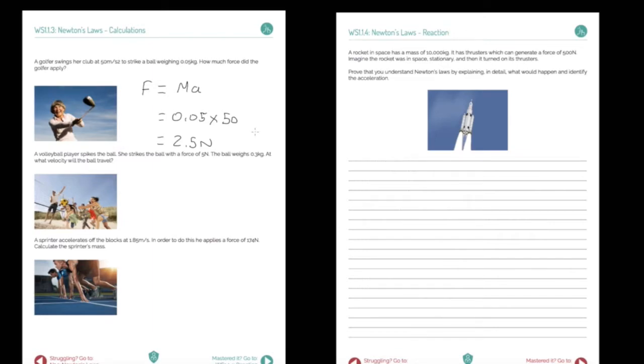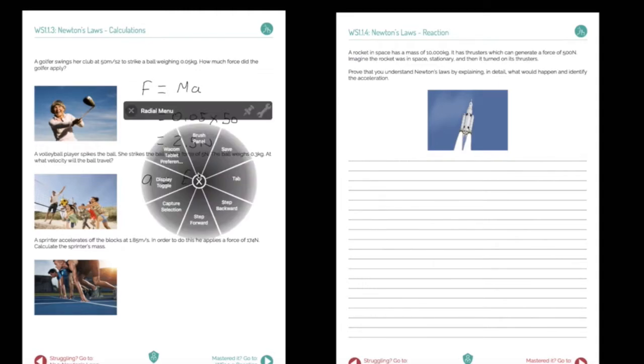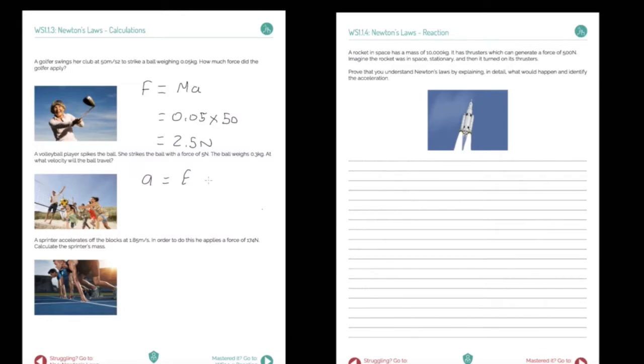We can do another one, I suppose. Let's do the volleyball one. A volleyball player spikes the ball. She strikes the ball with a force of 5 newtons. The ball weighs 0.3 kilos. At what velocity will the ball travel? Well, okay, what we've got to do here, we've got to take acceleration equals force. Whoops. Sorry, folks. Acceleration equals force divided by mass.